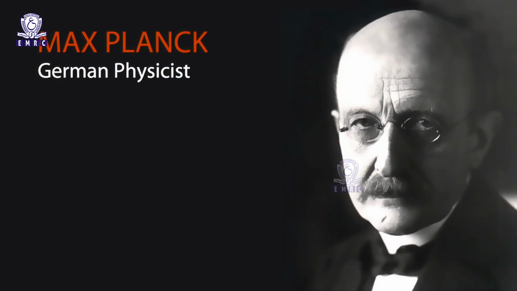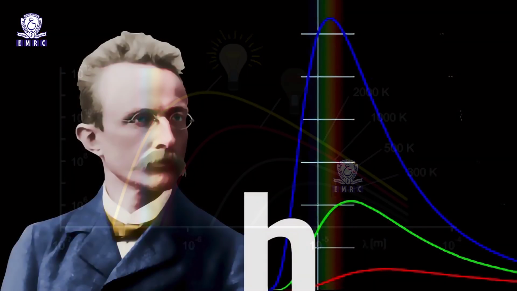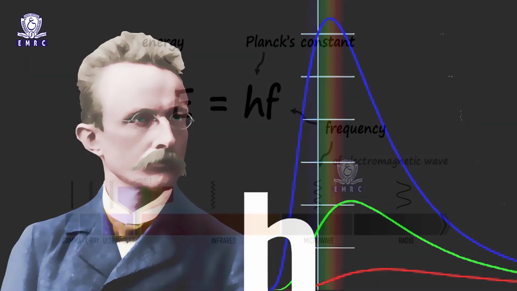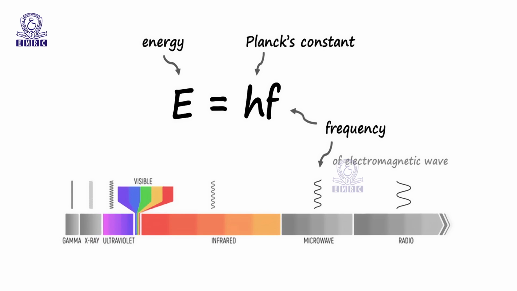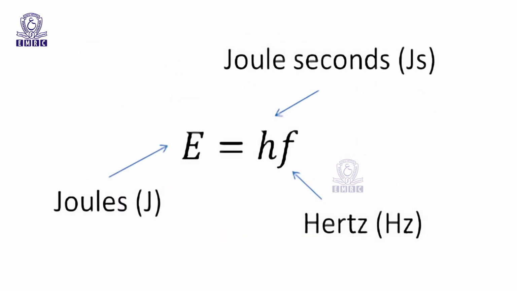Another formula devised by Planck is used to describe the relationship between the photon energy and frequency. Planck's constant h is equal to 6.63 times 10 to the power of minus 34 joule seconds. That is, E is equal to hf or E is equal to hc by lambda. E is the photon energy in joules, h is Planck's constant and f is the frequency in hertz.